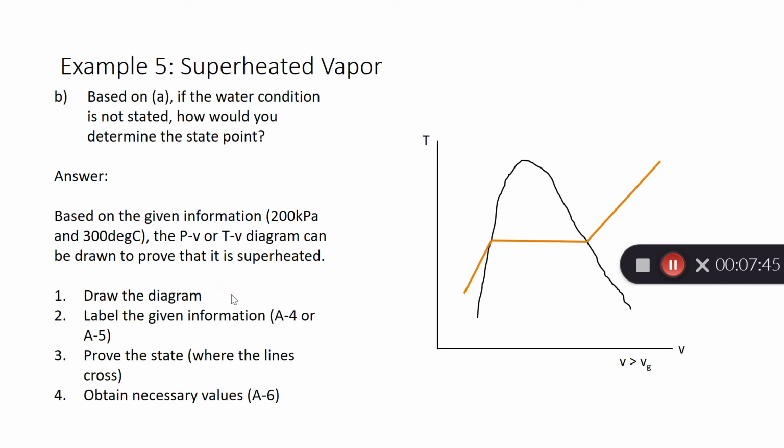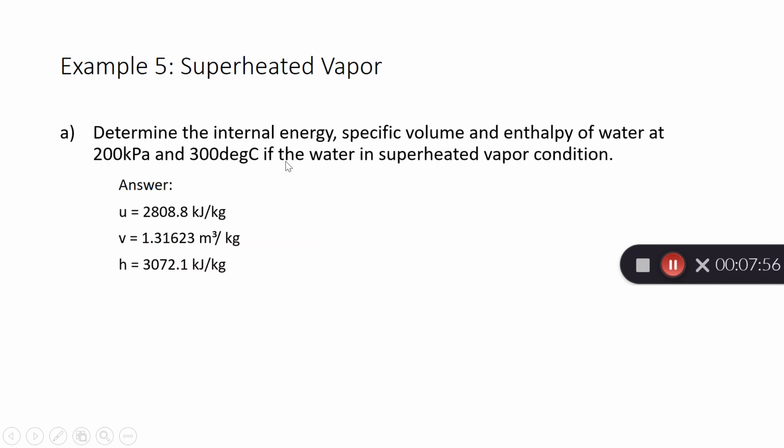Question B. Based on A, if the water condition is not stated, how would you determine the state point? What it means is, here it's stated that it's superheated vapor. So what if you don't have this? What if the question only gives you these two pieces of information, but does not tell you that it's superheated? Which is normally the case. In the future, you will not be told that it's superheated.